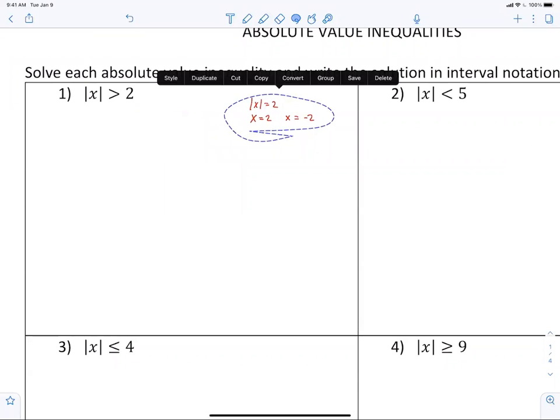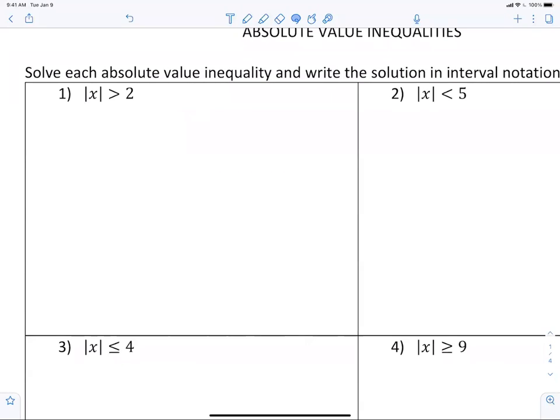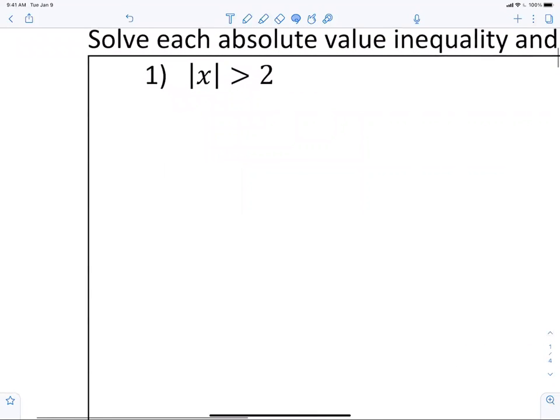You're still going to have to write two equations, except we have to figure out how to manage the inequality. So here's how you manage it. As we did with the equality, you write it just the way you see it. So we're going to write x is greater than 2. Then you write it again without the absolute value, but you change the signs. Instead of greater than, we write what? Less than. And then instead of 2, we write what?